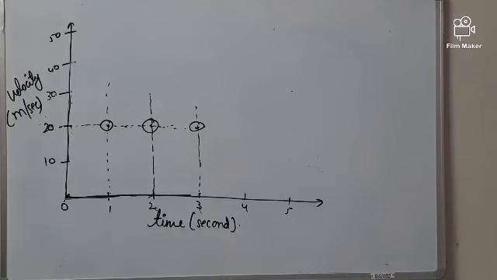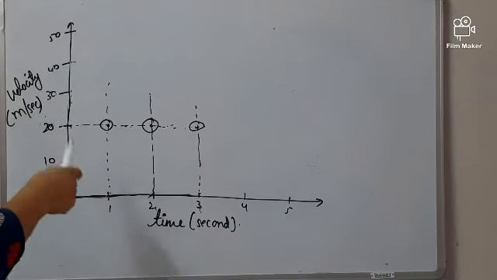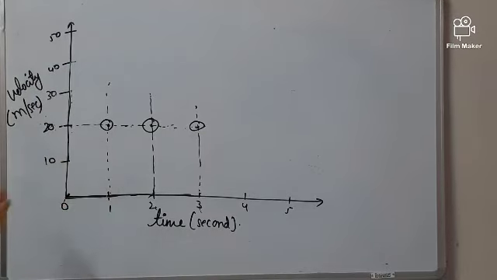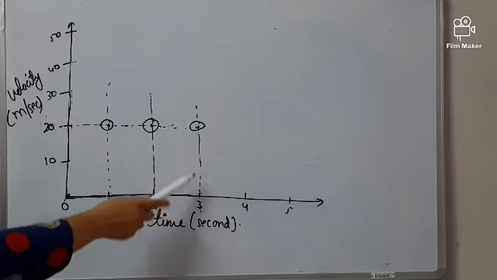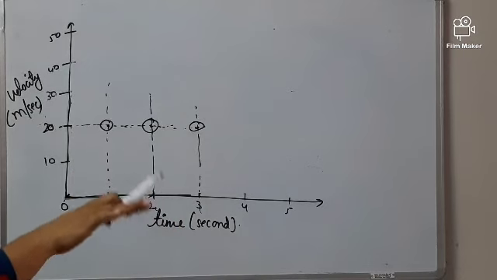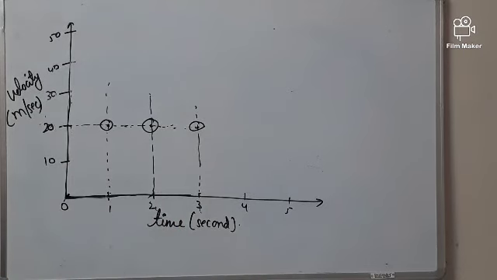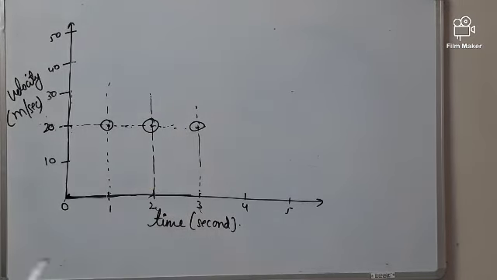Or you can say that you are going on your Activa, on your scooty. After 1 second, your speed, your velocity is 20. Fine. You have not increased, not decreased. After 2 seconds also, your velocity is 20. After 3 seconds also, your velocity is 20. It means neither are you accelerating nor are you applying the brake. So you are going on with the same velocity throughout the journey.